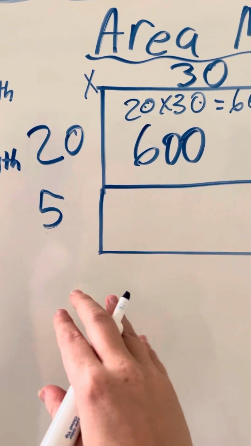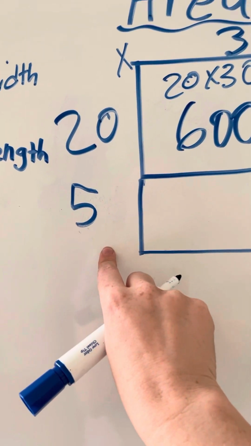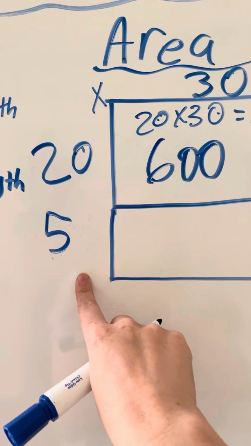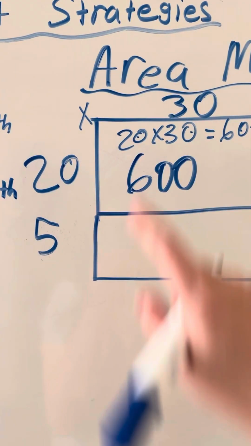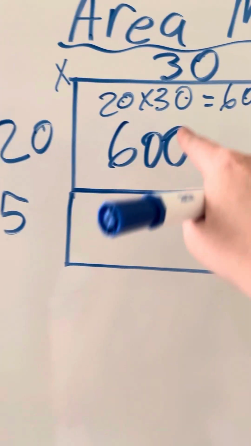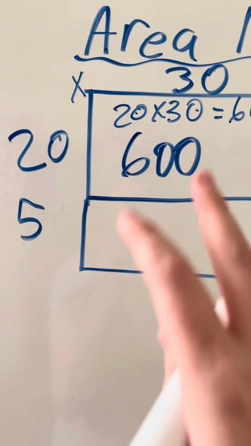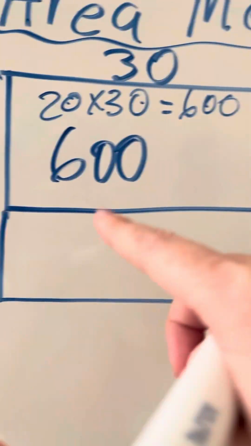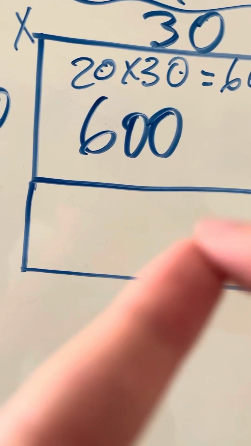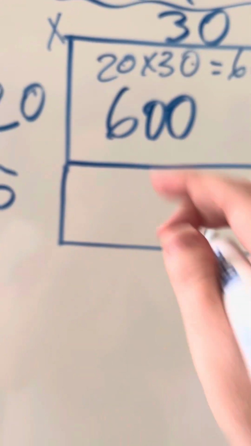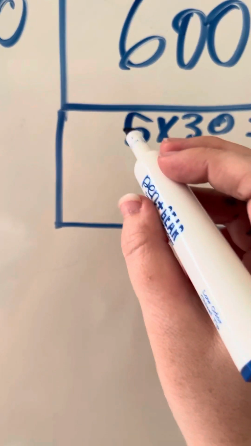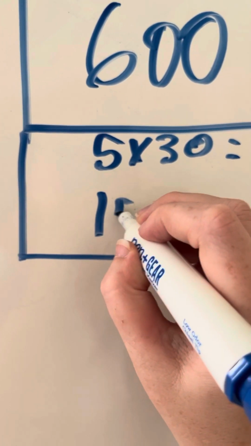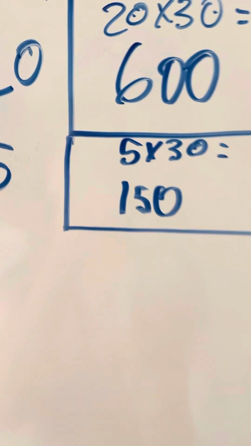Now what a lot of students tend to forget is this bottom row. Do not forget this bottom row because this is important. So what we have now is 5 times 30. If I'm using this like a multiplication chart, I drag my fingers together and I point and I go, oh, I have to fill in that missing box right there. So 5 times 30. 5 times 3 is 15. Add the 0, that's 150.